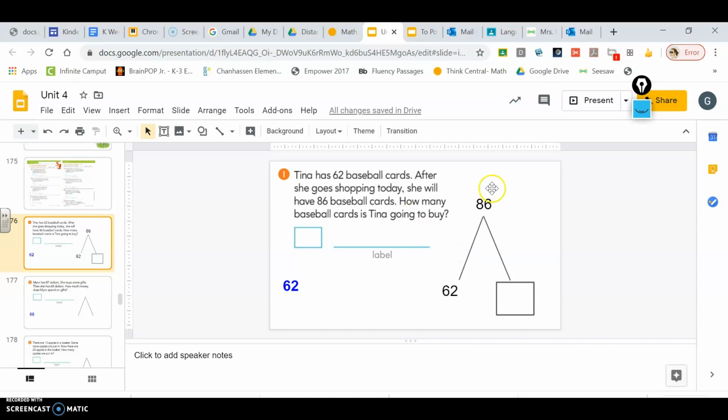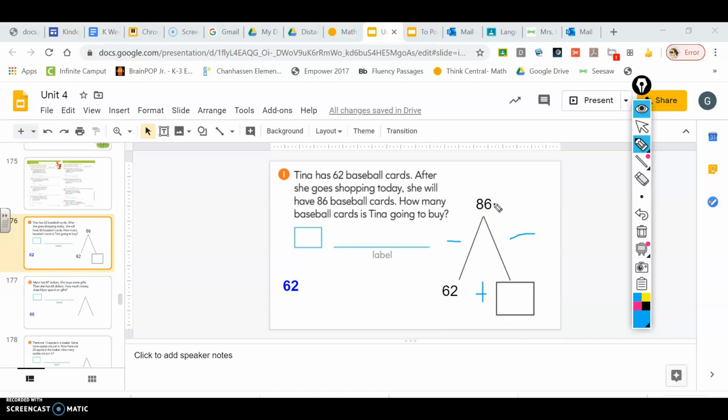So we know that she will have a total of 86 cards. She starts with 62 cards. So I can go ahead and add in my minus signs and my plus sign. I know that 62 plus what equals 86, or I could subtract 86 minus 62 equals our unknown. But today we're going to use our adding up method. So we're going to solve it as if 62 plus what equals 86.